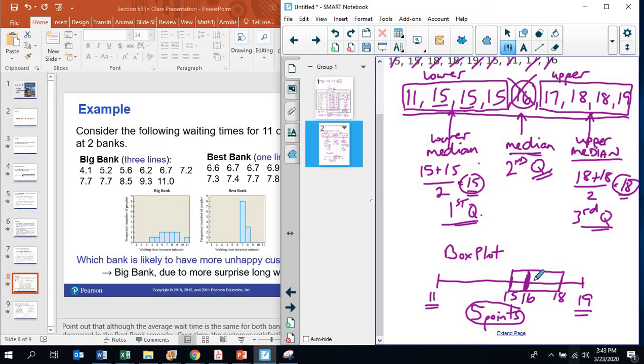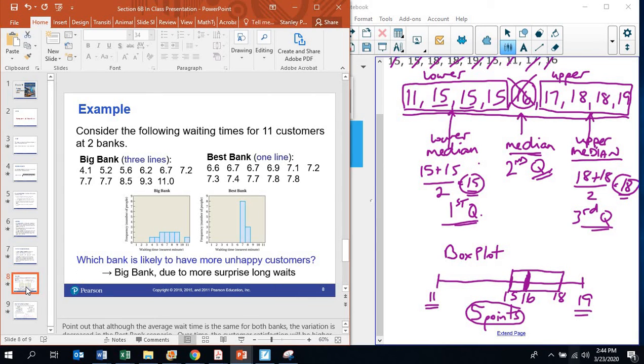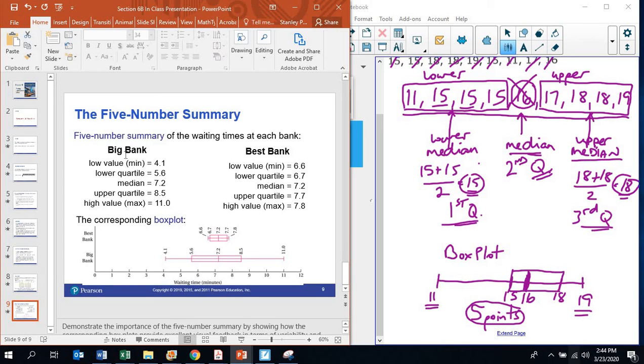Okay? So if you come back to the big bank and the best bank example, all right, you'll notice what box plots can do when you try to analyze data sets. All right, so for the big bank, it's on the bottom. And you'll see here's 4.1 all the way out to 11. You have this big spread of data. So the distance from 4.1 to 11, that's the range of the data, right? But then the distance between the first quartile and the third quartile, 5.6 to 8.5, is still pretty big. Look at how small the box plot is for best bank in comparison to big bank.